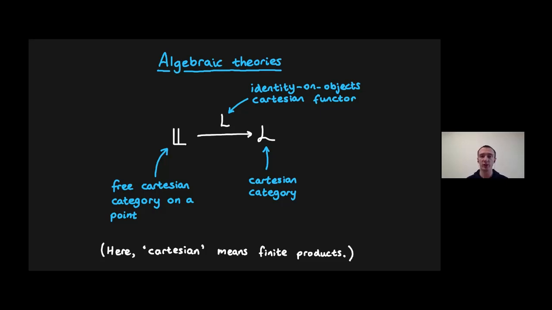And on the right, we have some other Cartesian category whose morphisms are going to represent terms of an algebra and whose objects are going to represent contexts. I'm going to go into a little more detail in just a moment.